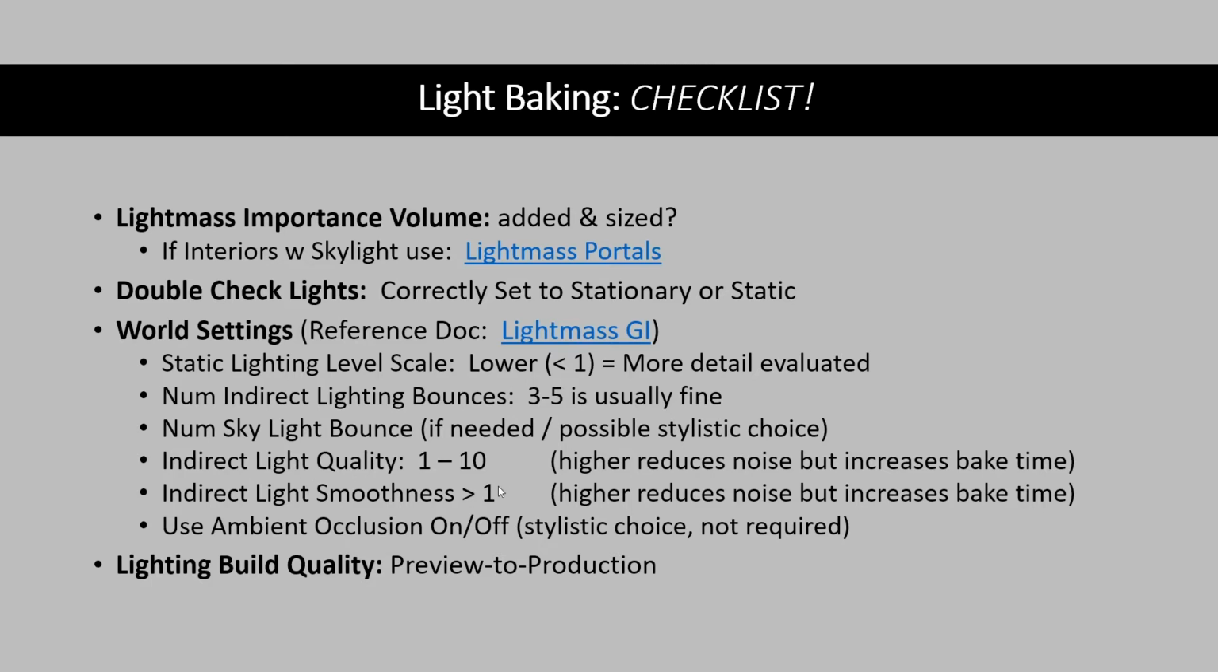Indirect lighting quality. Now, the higher the number will reduce the noise, but it increases the bake time, as well as indirect lighting smoothness. Greater than 1 will reduce noise, but it increases baking time.